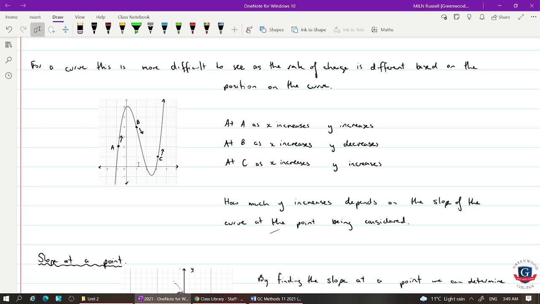So let's have a look at this function here that I've drawn. At point A, as x increases, y also increases. At point B, as x increases, y is now decreasing. At point C, as x increases, again the y value increases. So at different points on the curve, the function is doing different things.